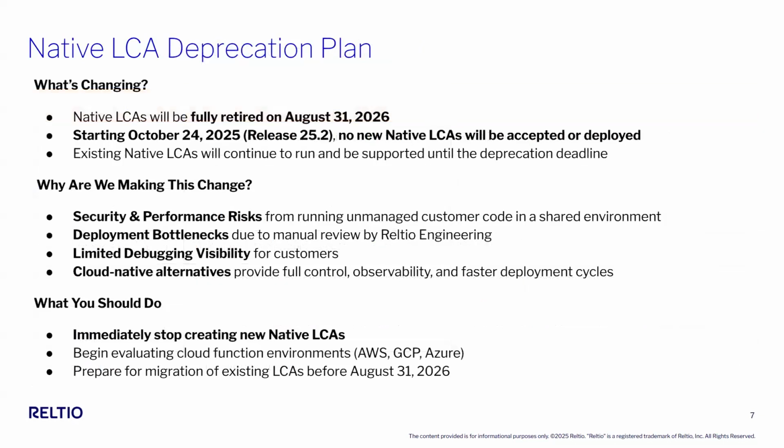All right. So hopefully everybody has seen a couple of email communications that we sent out in the last couple of months. We are going to deprecate the support for native LCAs with our 25.2 release, which was 24th October 2025. We will not entertain any new native LCA support. So if you're creating any new native LCA, the recommendation is to stop that immediately and do it only as a cloud native function that you will host on your own cloud accounts.